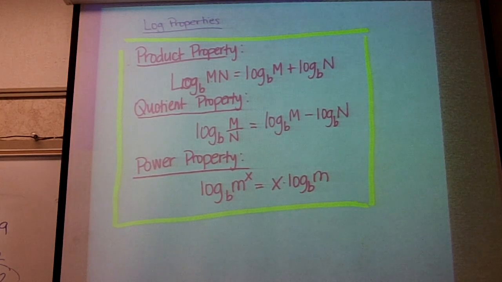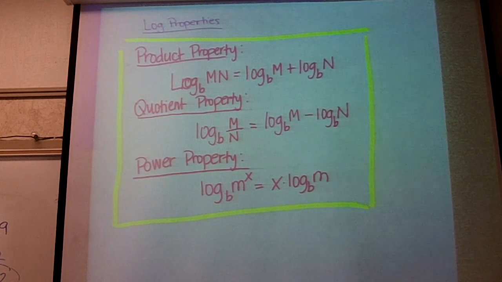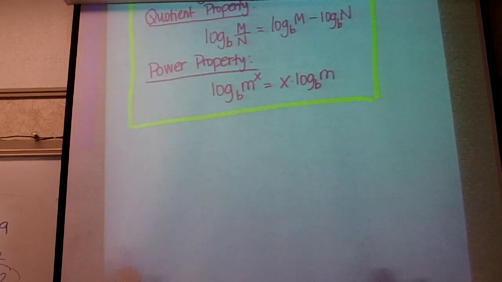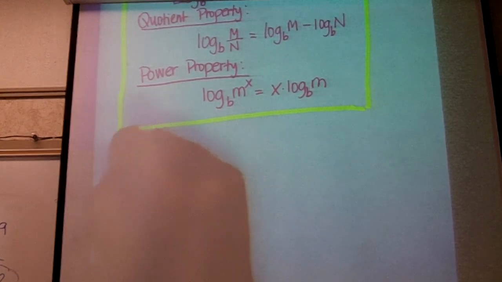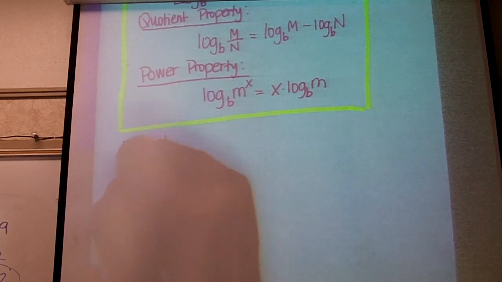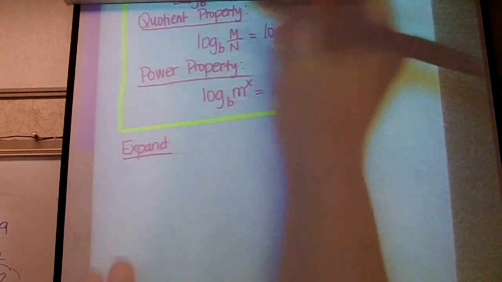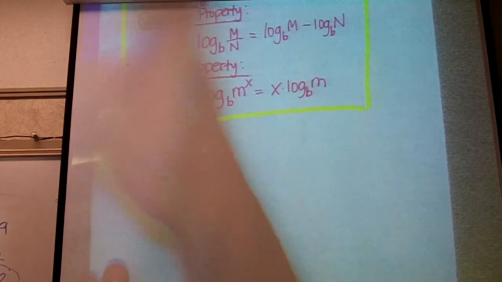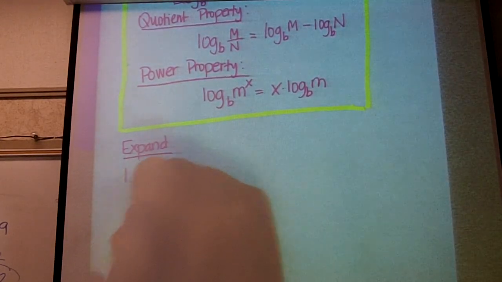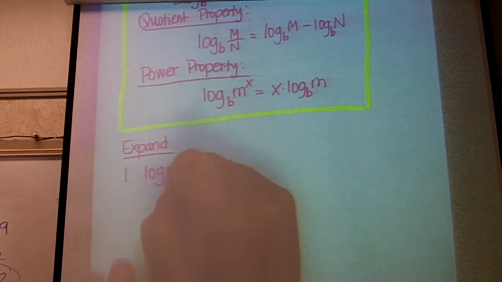So the first thing we're going to talk about is expanding. So I'm going to move this up. So hopefully you guys have those copied down. So expand is the first thing we're going to learn to do today. So when you expand it, you're going to basically go from this left side of the property to the right side, where you write it out in a longer form. So we're going to start off with kind of a basic example.